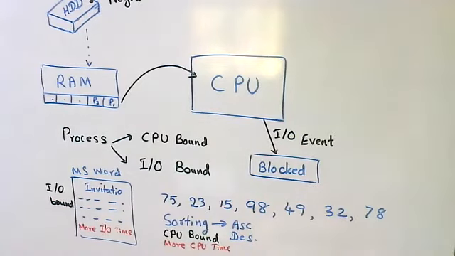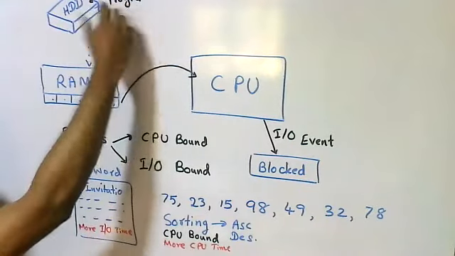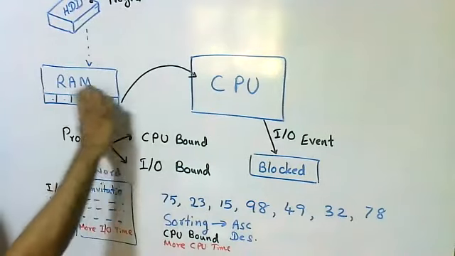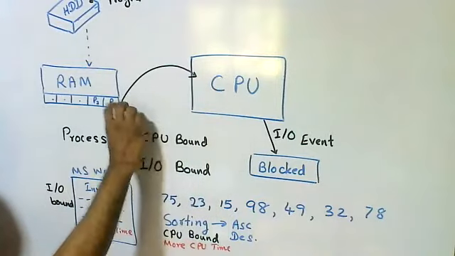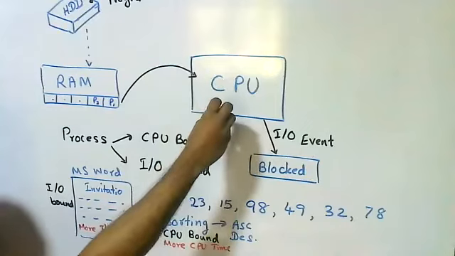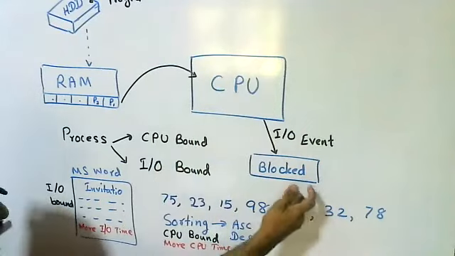Okay, students. Right. So here in the hard disk, it is called a program. Whenever it starts its execution, it moves to RAM. Actually, it waits in the ready queue for execution. So one process can be allocated to the CPU at a time. And if a process needs an IO event, it goes to the block state.